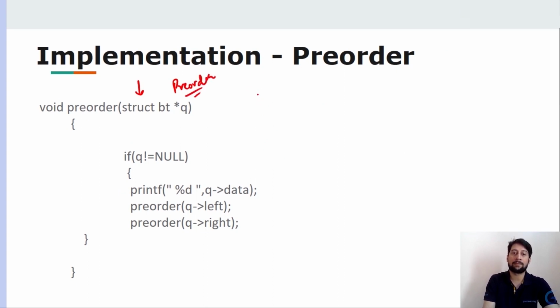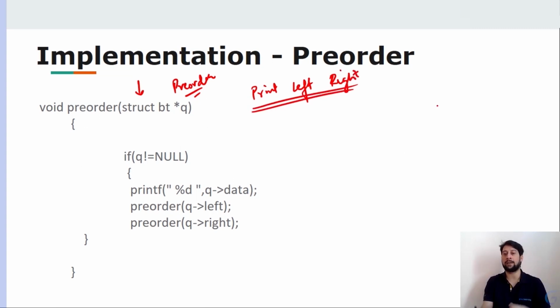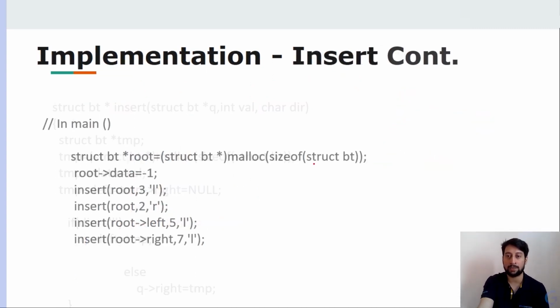And pre-order means first try to print the data, whatever is in there, then move to the left hand side, and then if there is no left, then move on to the right hand side. And this goes the same for each and every node that is there.